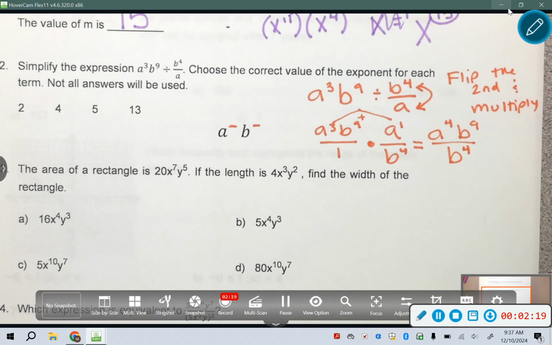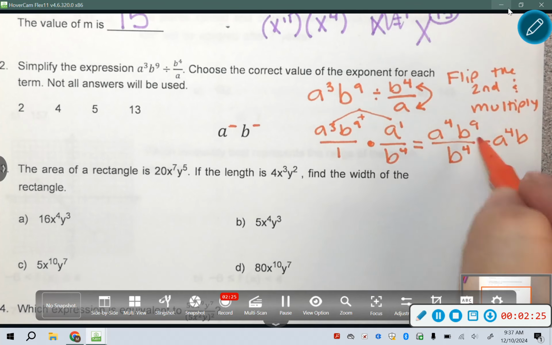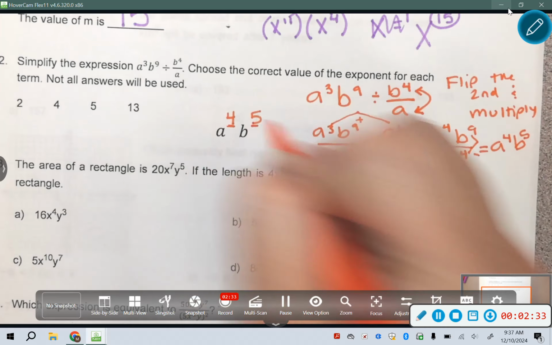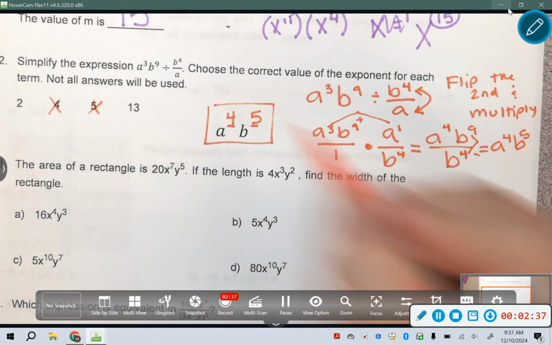Well, now I have to divide. I don't have any more a's, so I have a to the 4th, and I have more b's on top, so b stays on top, and I subtract. 9 minus 4 is 5, and so I have a to the 4th power and b to the 5th power, which are both options, so there is my answer.